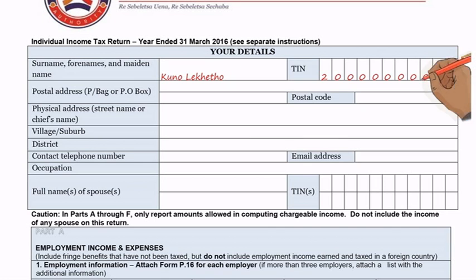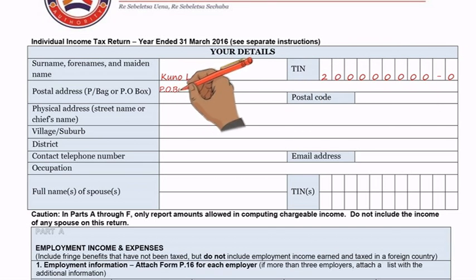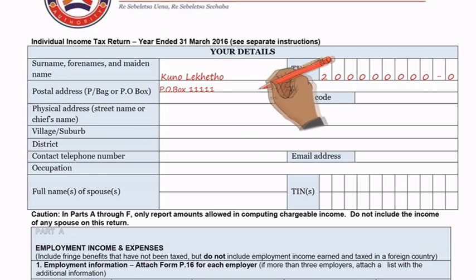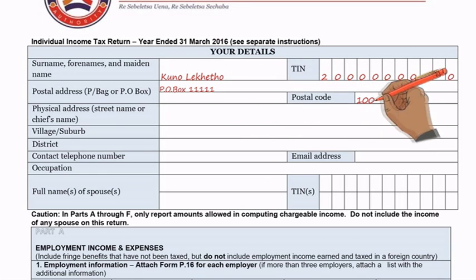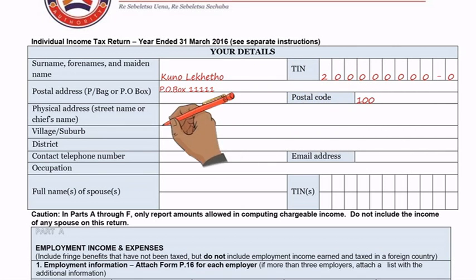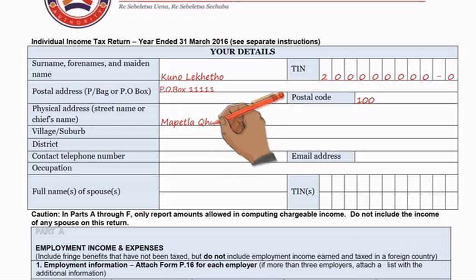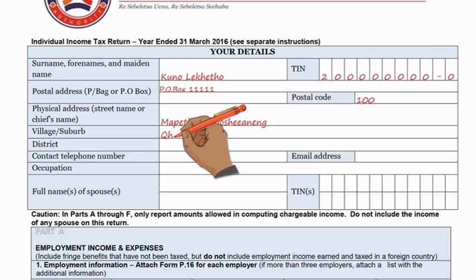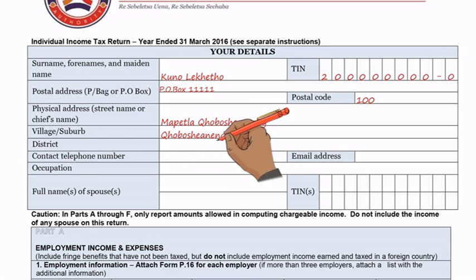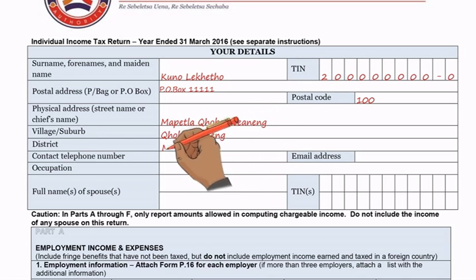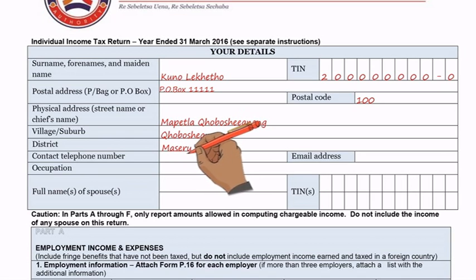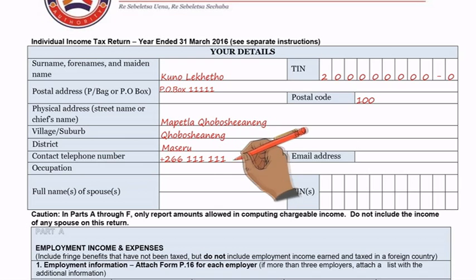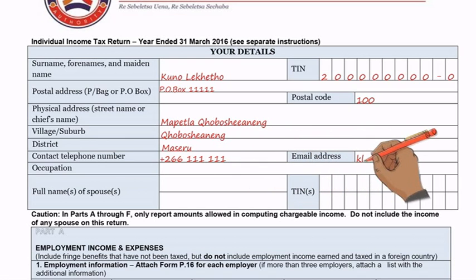TIN. In this space below, we fill in the address and the postal code. Then the physical address. It may also be the street name or the chief's name, village or suburb, district, the telephone number, and valid email address.